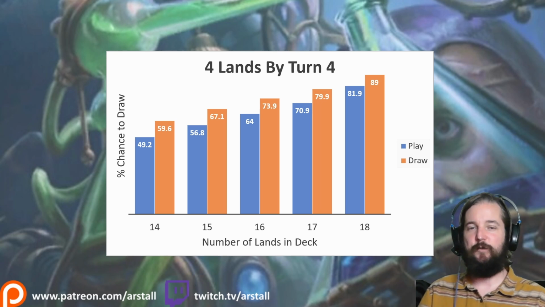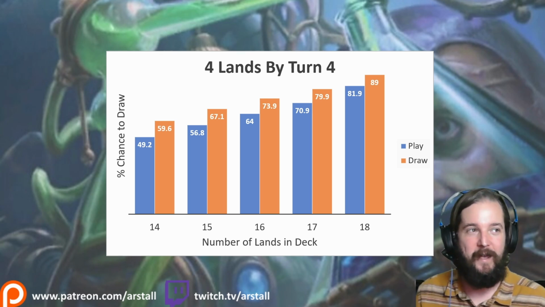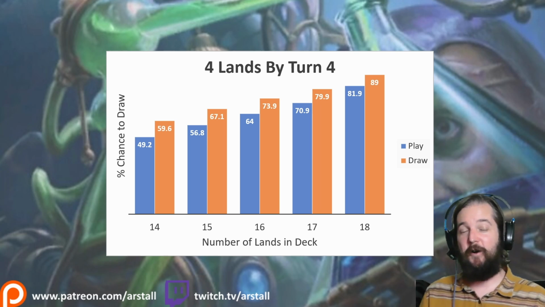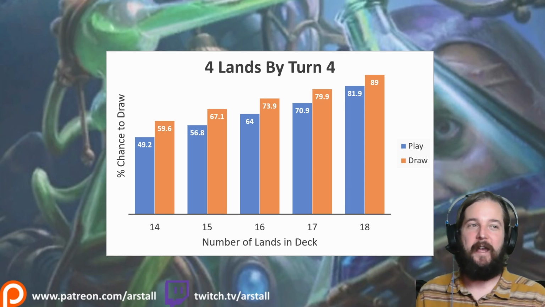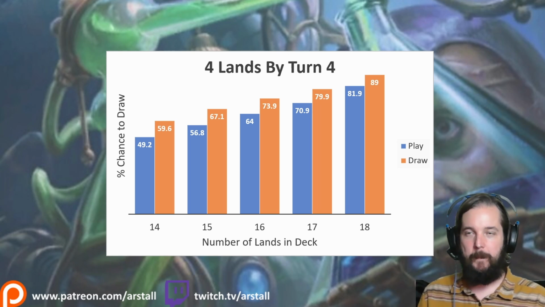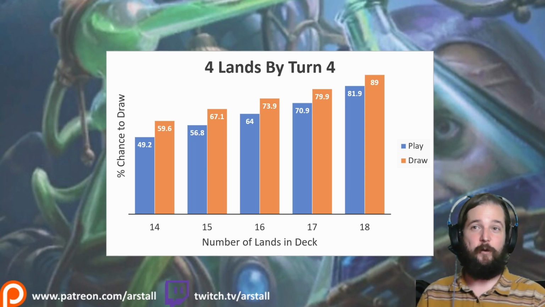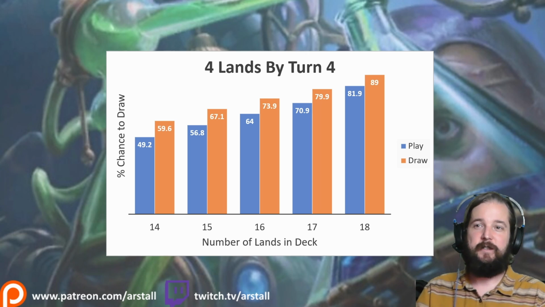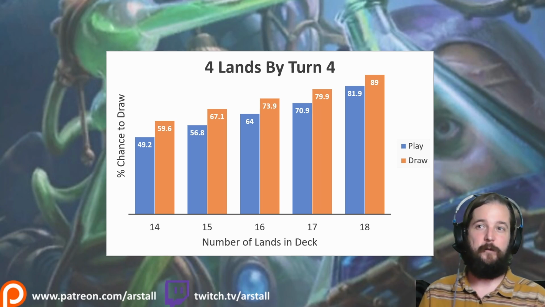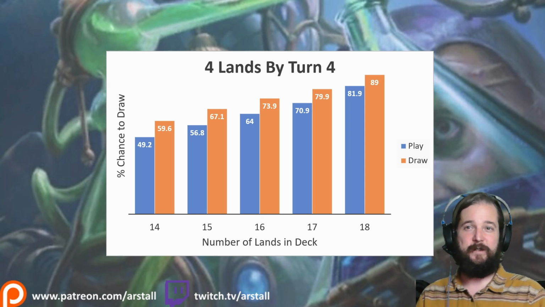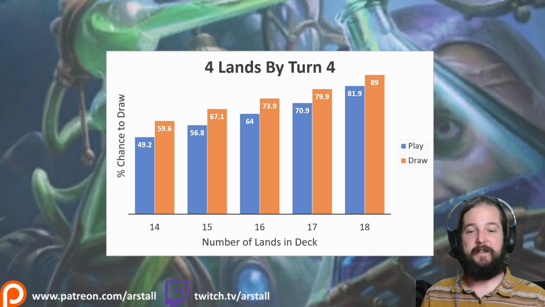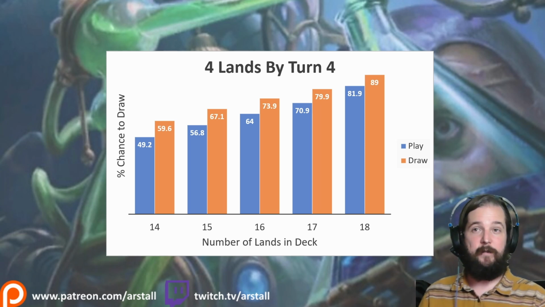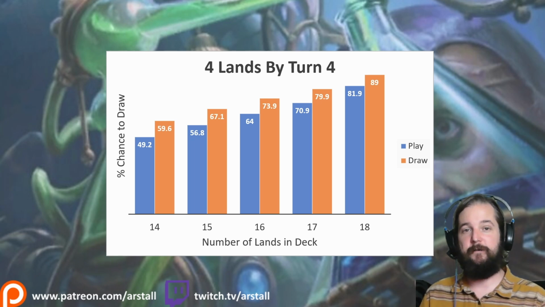There are 2 things that you primarily want to avoid when addressing a mana base. One is called screw, and being screwed on mana is when you get stuck and you don't have 4 lands by turn 4. So I calculated the odds that this happens. If you have 14 lands in your deck, the chance of hitting 4 lands by turn 4 is 49.2% on the play and 59.6% on the draw. The draw is always going to be higher than the play because when you're on the draw, you get an additional card by turn 4.